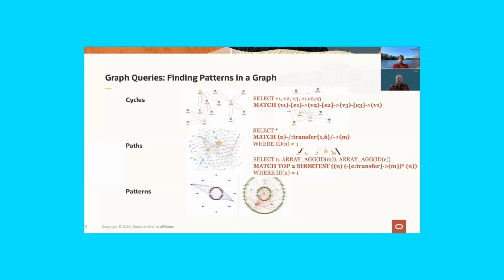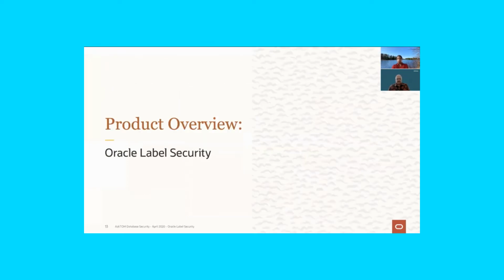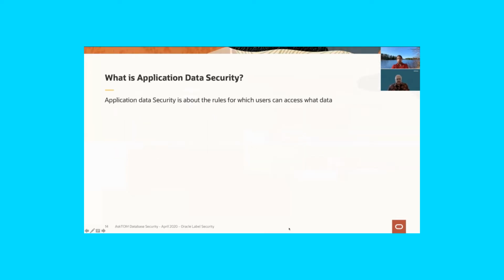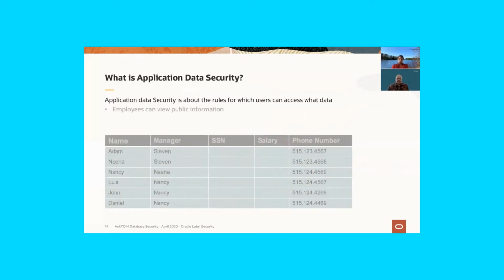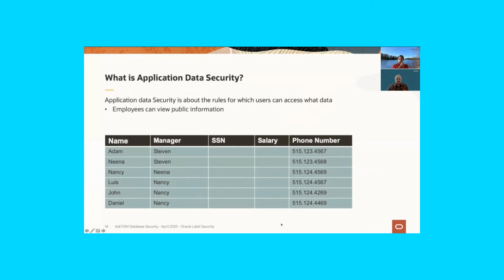The next is, what we are going to do is apply label security, so Oracle Label Security, on these graphs. So the first thing about the security is, what is it? It's essentially rules that say who can access what data when.